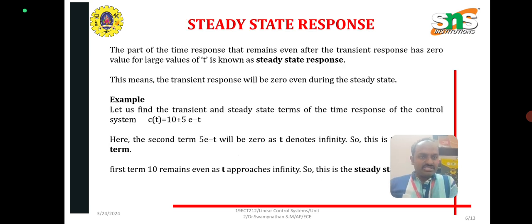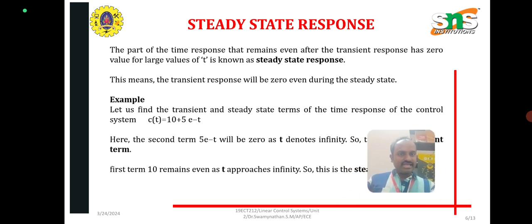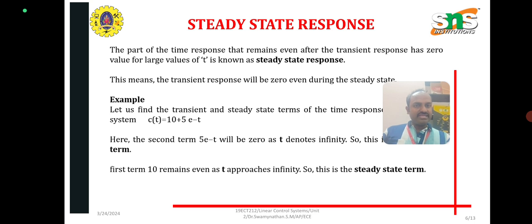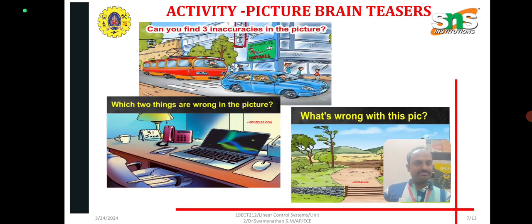Next is the steady state response. It is the part of the time response that remains even after the transient response has become 0 for a large value of time. It means the transient response will be 0 during this state, that is the steady state. For example, C of t is equal to 10 plus 5 e to the power minus t. The exponential of minus t becomes 0 when t approaches infinity, so this is called the transient term. The first term, 10, remains even when t approaches infinity, so this is called the steady state term.